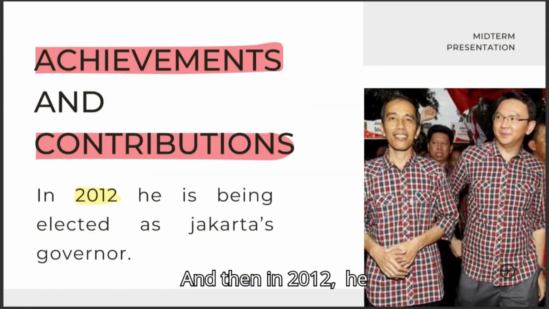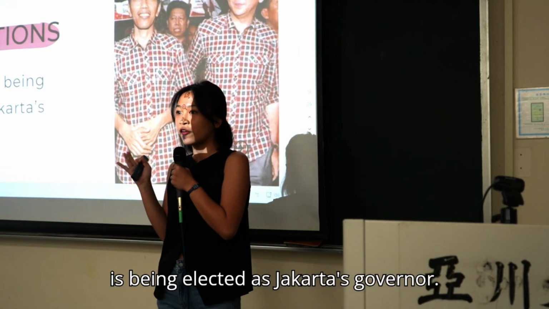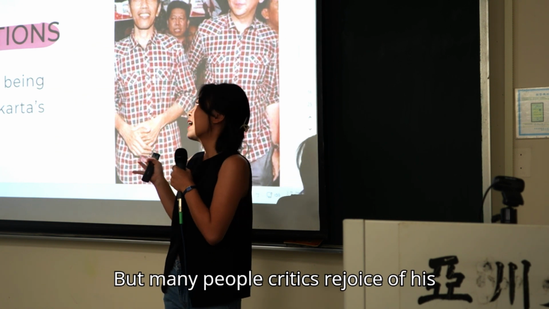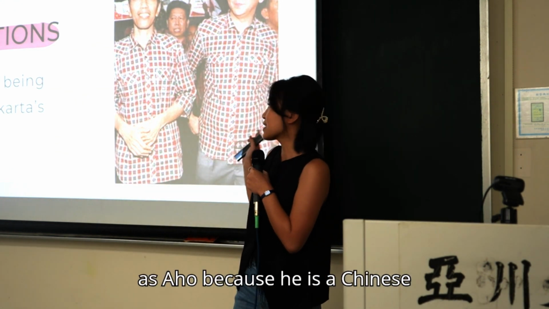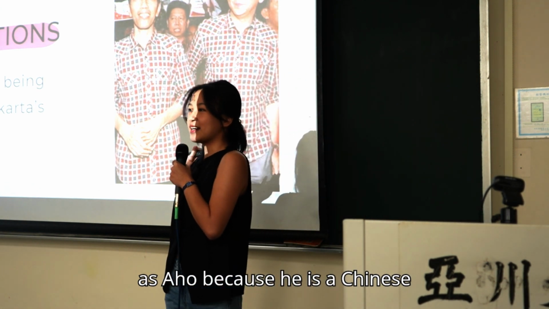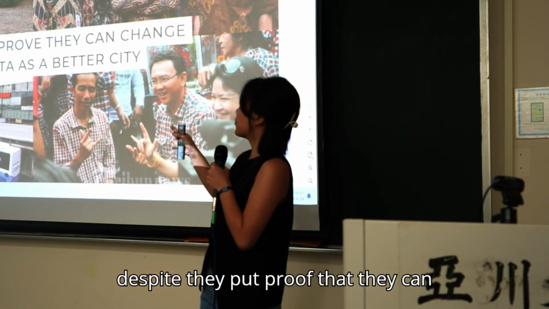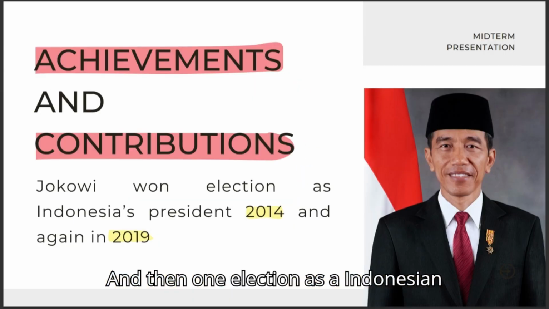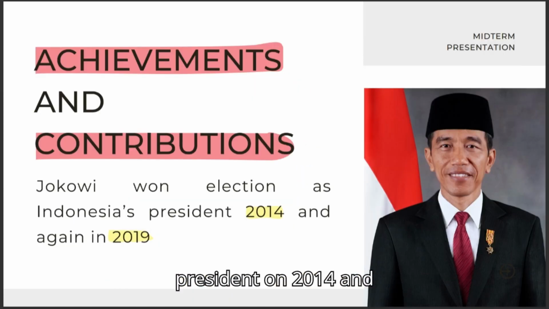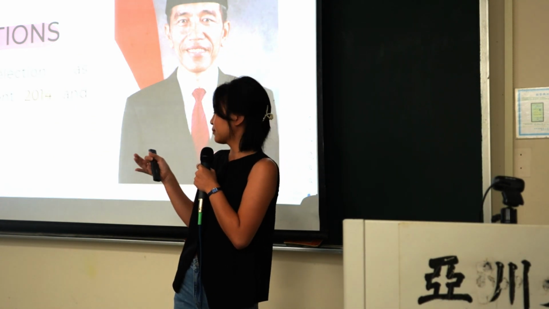Then in 2012, he was elected as Jakarta's governor, but many people criticized the choice of his deputy, Basuki Tjahaja Purnama, known as Ahok, because he is Chinese Indonesian and also Christian. But despite that, they both proved that they could make Jakarta a better city. Then Jokowi won election as Indonesia's president in 2014 and again in 2019.